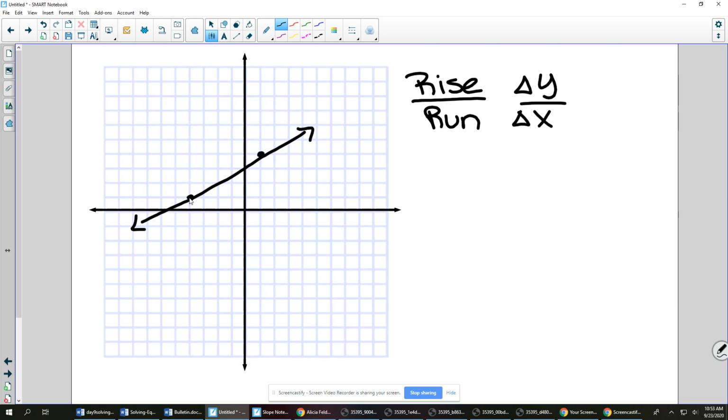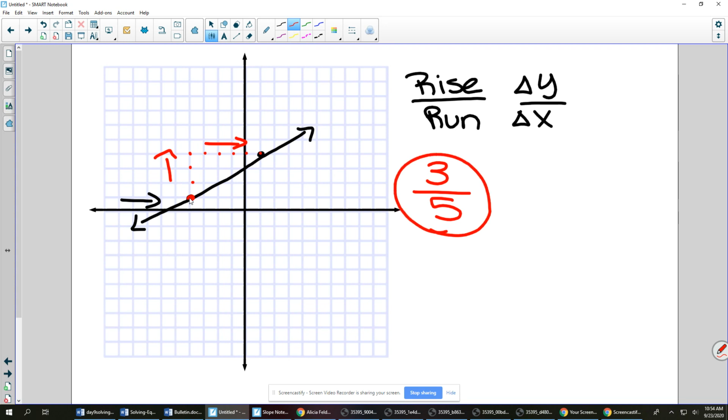So I'm going to start at this bottom point here. So I'm right here. Let me get a different color so you can see. So I'm right here on this point, and I'm going to count up until I'm directly across from that. So I'm going to go 1, 2, 3. So I counted up, which is a positive move. So I'm going to say a 3. And then I'm going to count over. So 1, 2, 3, 4, 5. And I went this way 5, which is also positive. My slope would be 3/5.